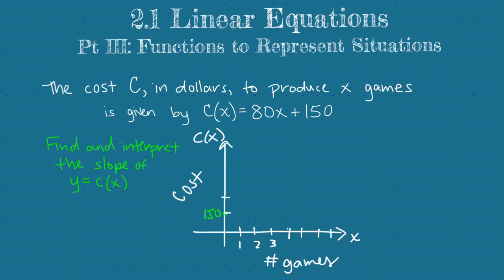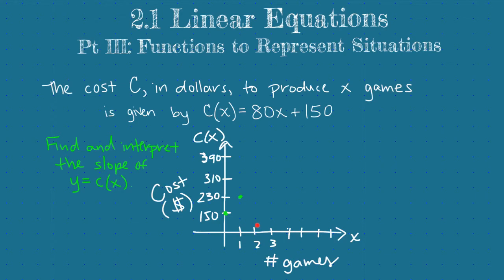So 150, I'm going to increase by what the slope is. The slope is 80. So if we add 80 on every time, so we'll have these couple values here. I added 80 on each time. Okay, so we know we start here. Then after producing 1 game, we have 80 times 1, which is 80, plus that initial 150. So we're at 150 and we go 80 more, up to 230. So we have a coordinate point 1, 230.